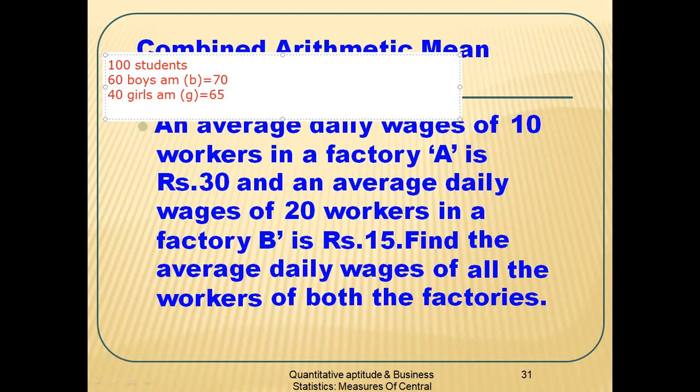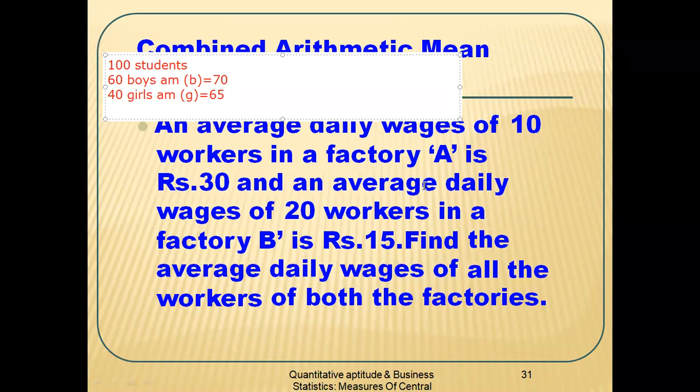Similarly, there are 40 girls, and the average marks scored by them is 65. Now the question that arises here is, when the principal comes and asks what is the average score, I should be able to give an answer. Will I tell, ma'am, the average score of boys is 70 and the average score of girls is 65? Will I split and tell, or will I tell together? I need to say together.